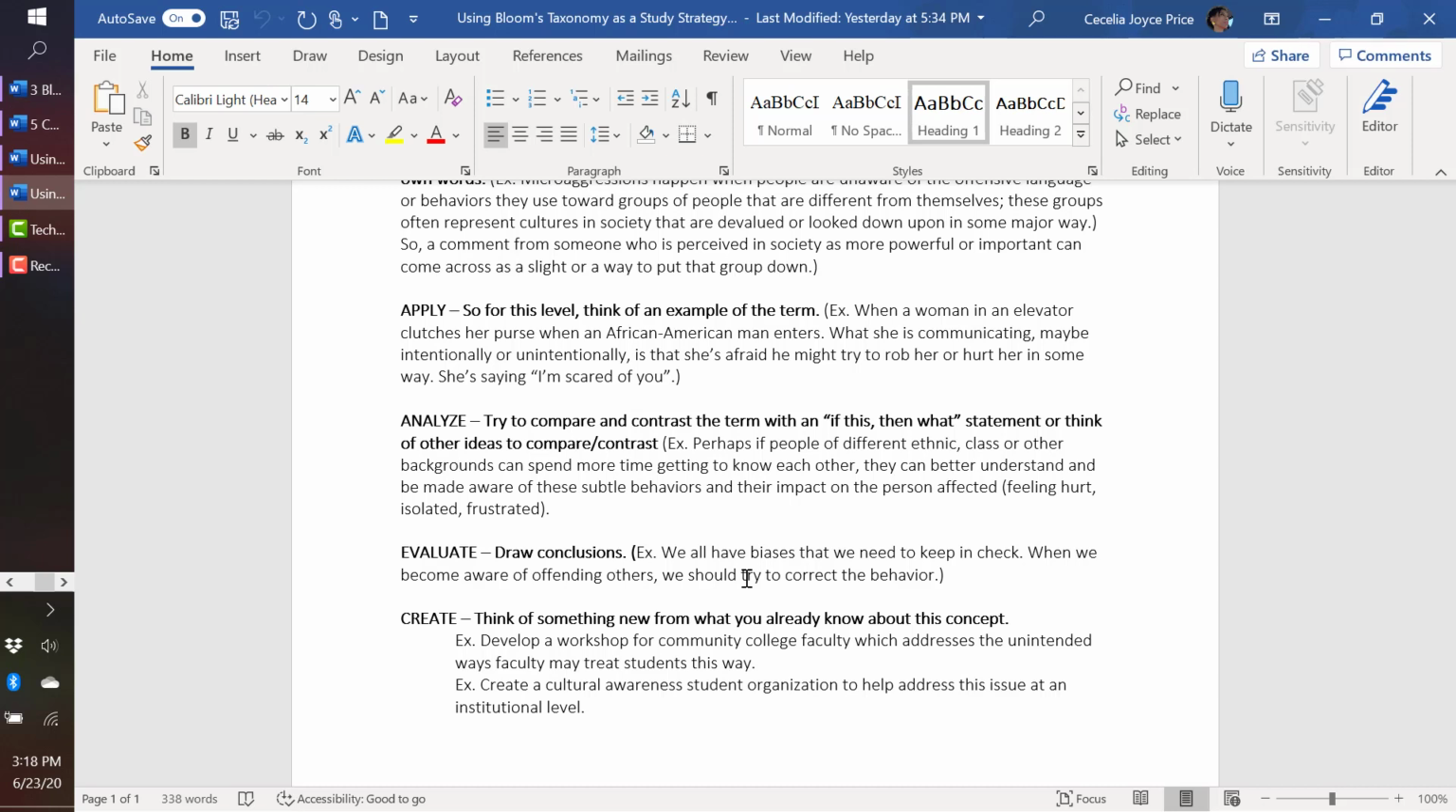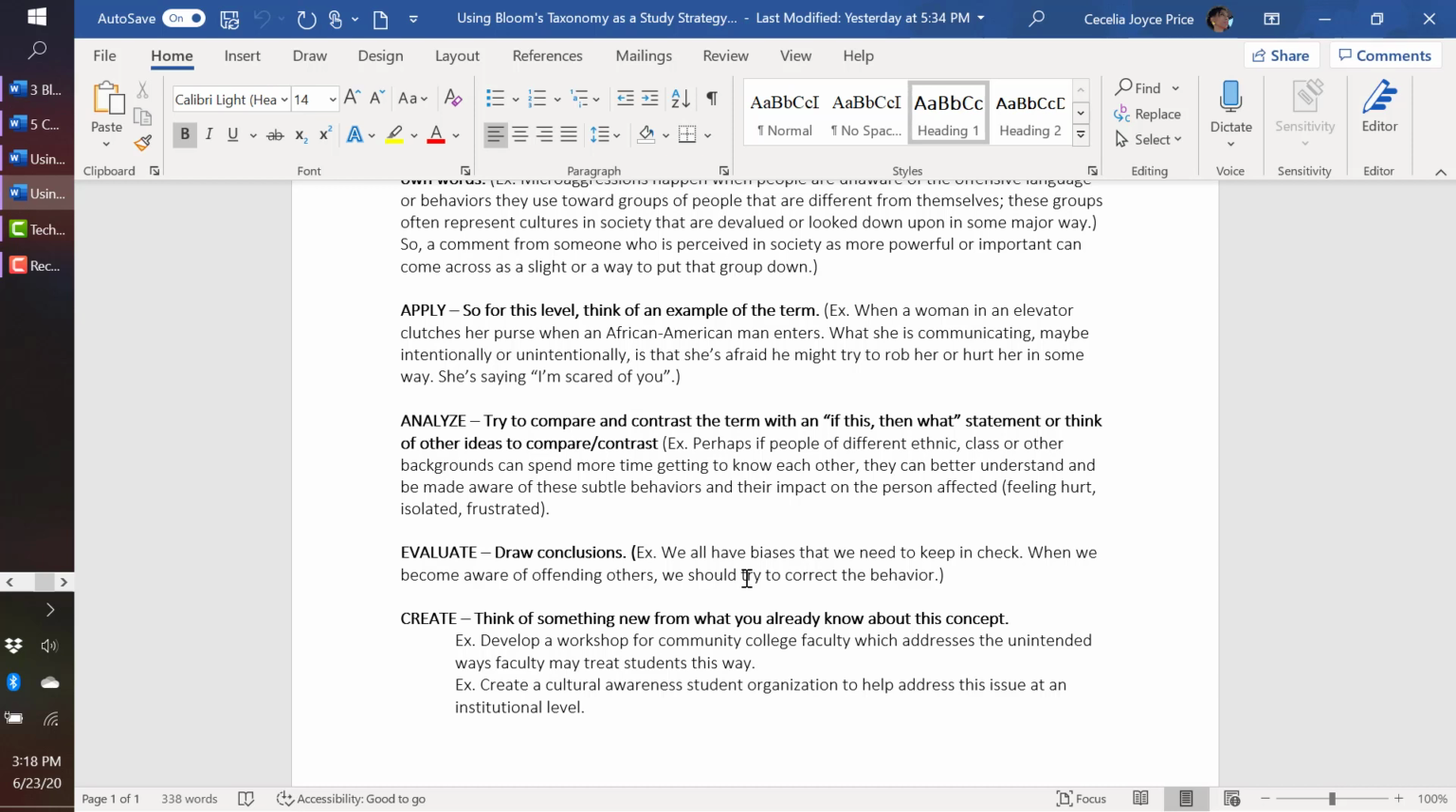For evaluate, we're drawing conclusions, we're rating, we're making a judgment. And I think this judgment is fabulous here. We all have biases that we need to keep in check. When we become aware of offending others, we should try to correct that behavior. That's an example of a conclusion that you can draw, an evaluative statement, all right, that you can make as it relates to microaggressions.